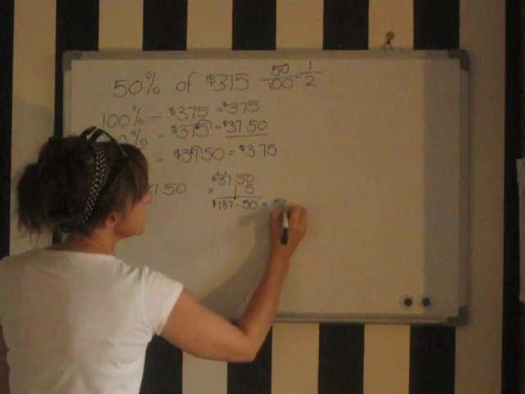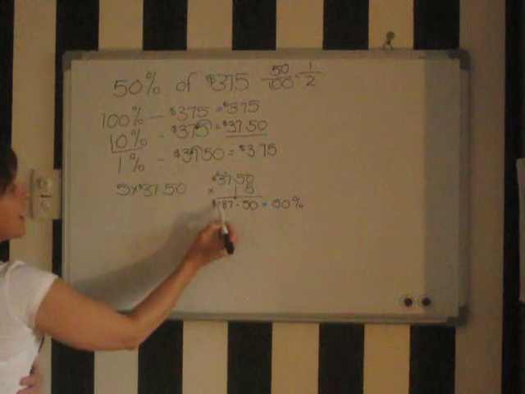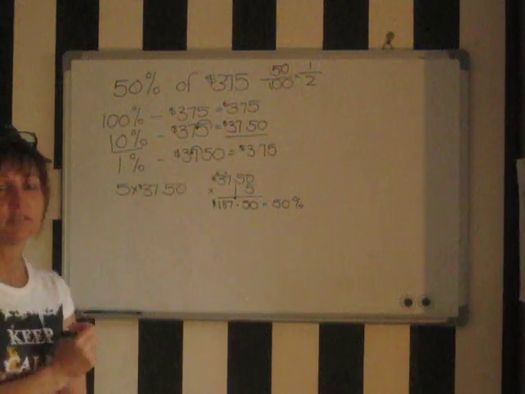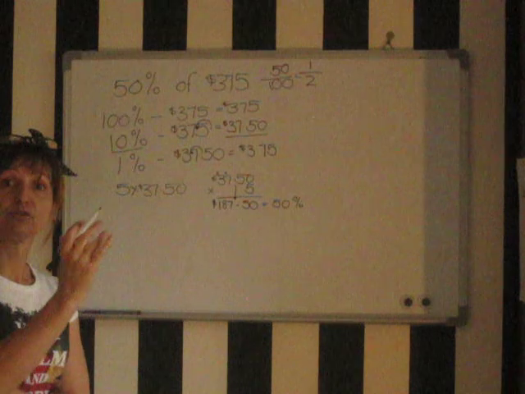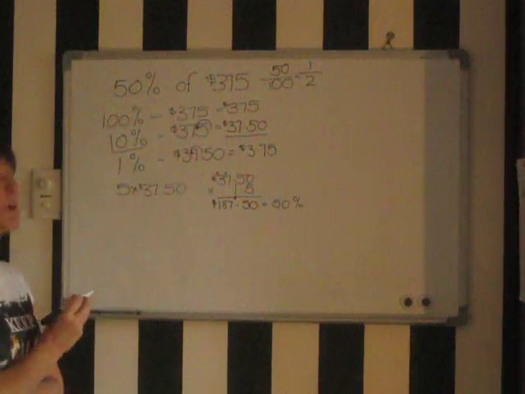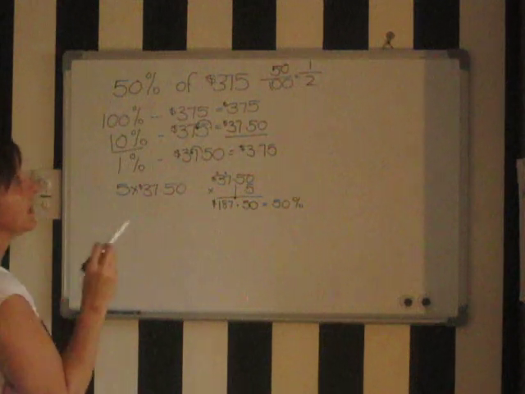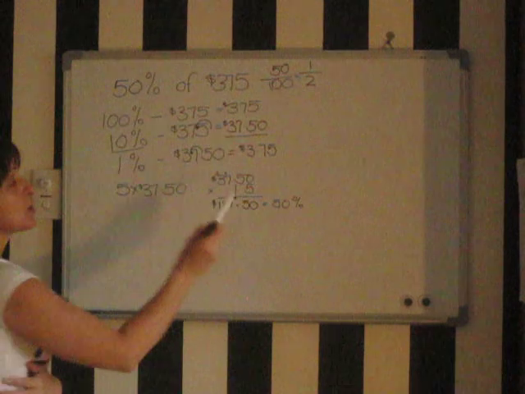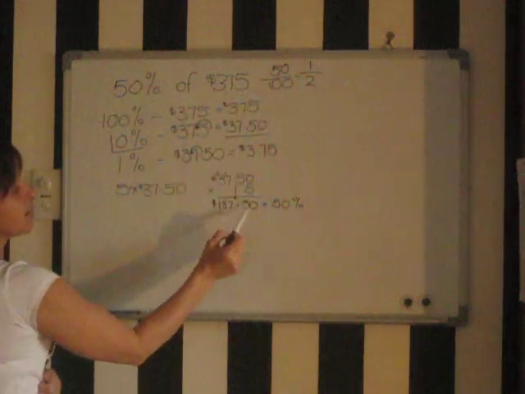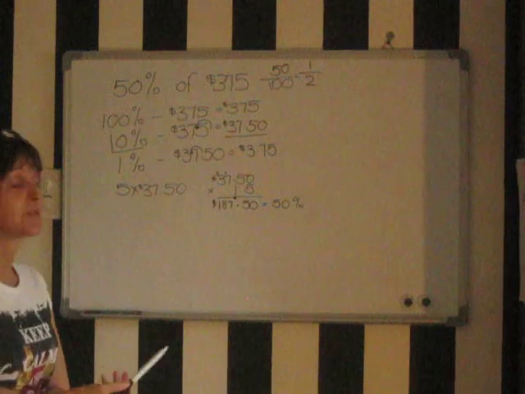Now, all we need to do now is subtract this 50% amount away from the original total. So our original total was $375. So we have to subtract $187.50 from 375. And because we know it's half, the answer should end up being exactly the same once we've subtracted it.